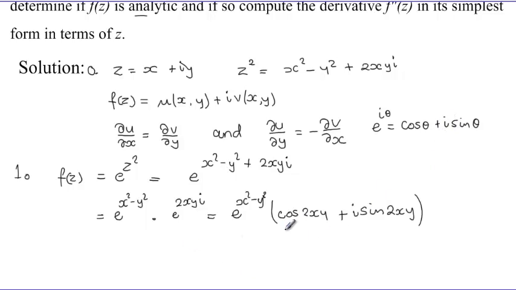At this stage we're closer to this form of f of z, so we need to distribute this factor here, there, and there. Then we're going to get our u and v. So we've got e to the power x squared minus y squared cosine 2xy plus i e to the power x squared minus y squared sine 2xy.